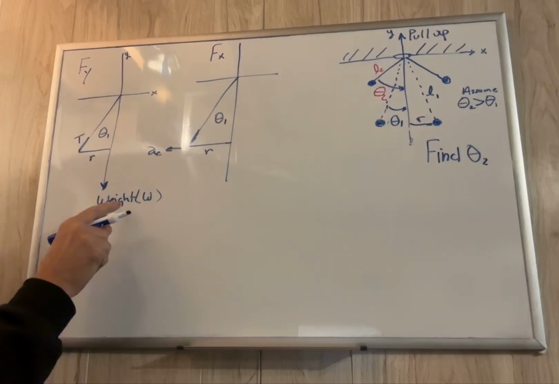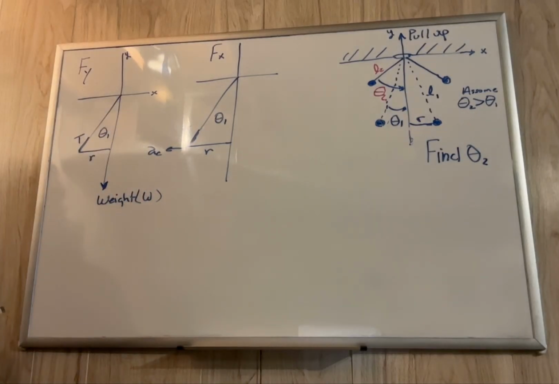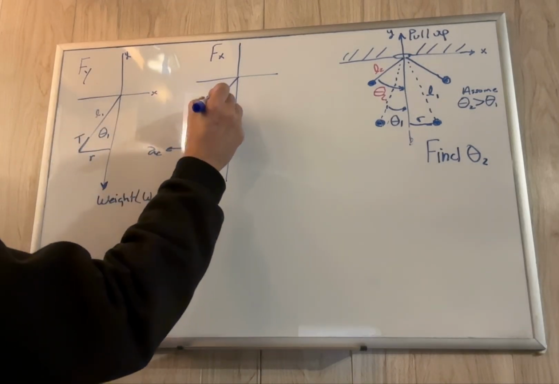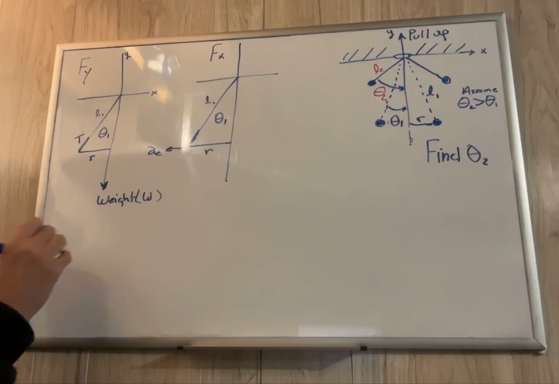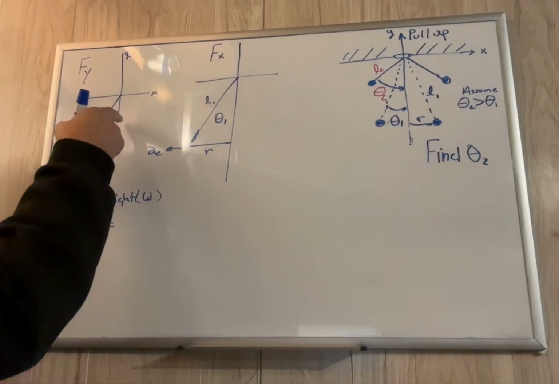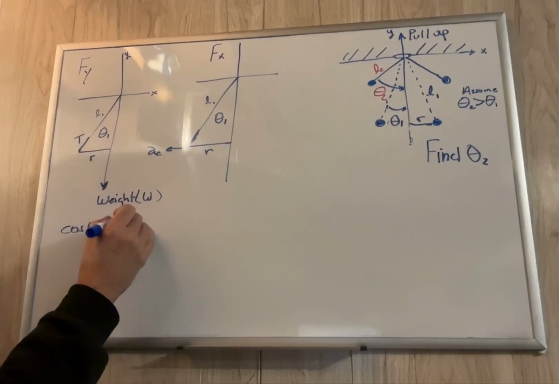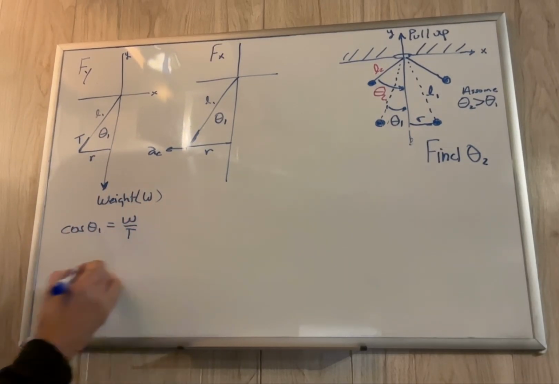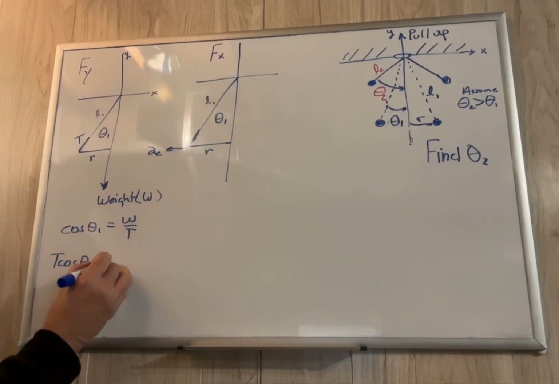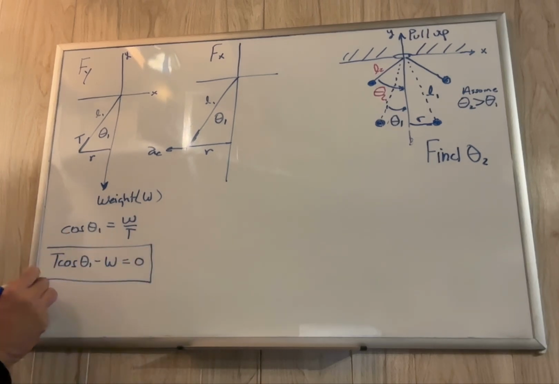The forces in the y direction are going to be the weight and some tension. There's going to be some tension in the cord, and this is also going to be length 1. We are going to say that the cosine of theta 1 is going to be equal to what? Adjacent over hypotenuse, which would be our weight divided by our tension. Therefore, tension times the cosine of theta 1 minus the weight is going to be equal to 0. We're going to assume this to be true.